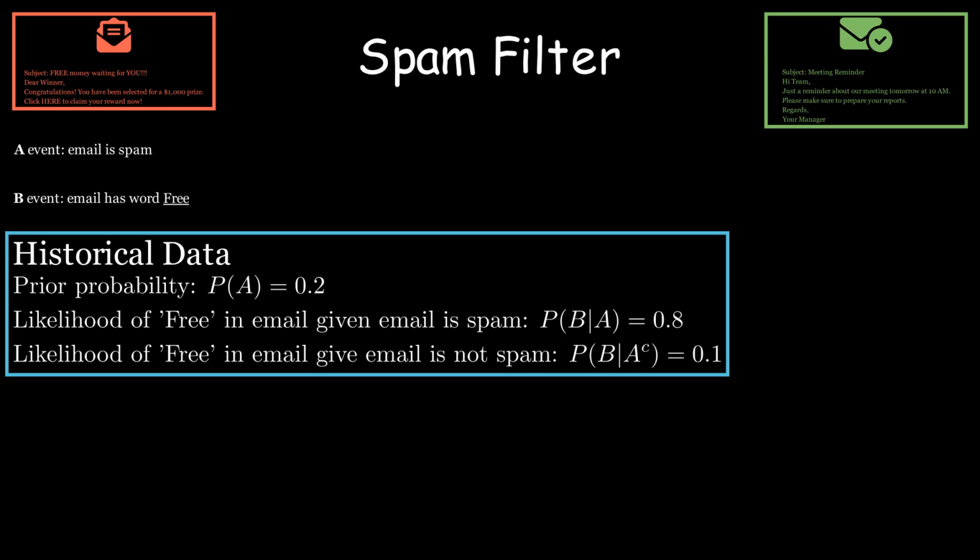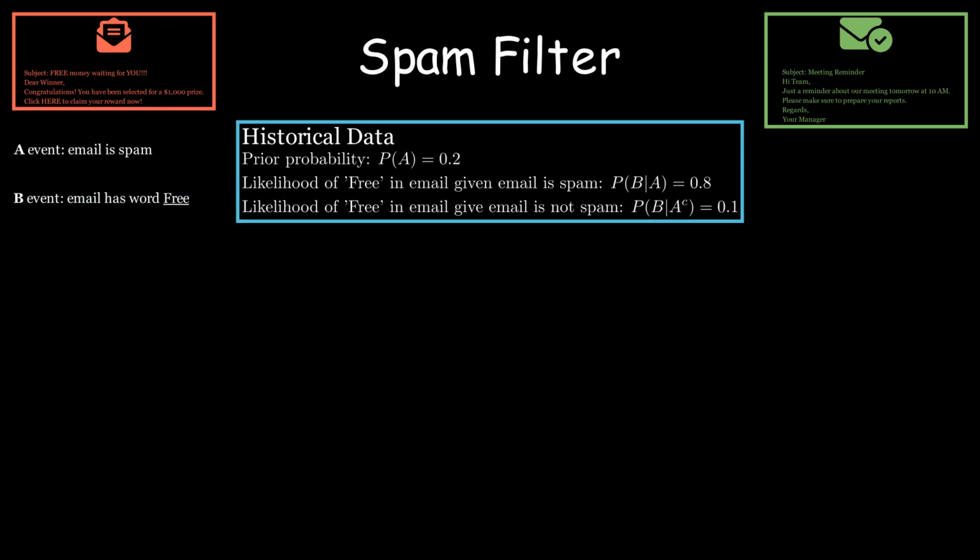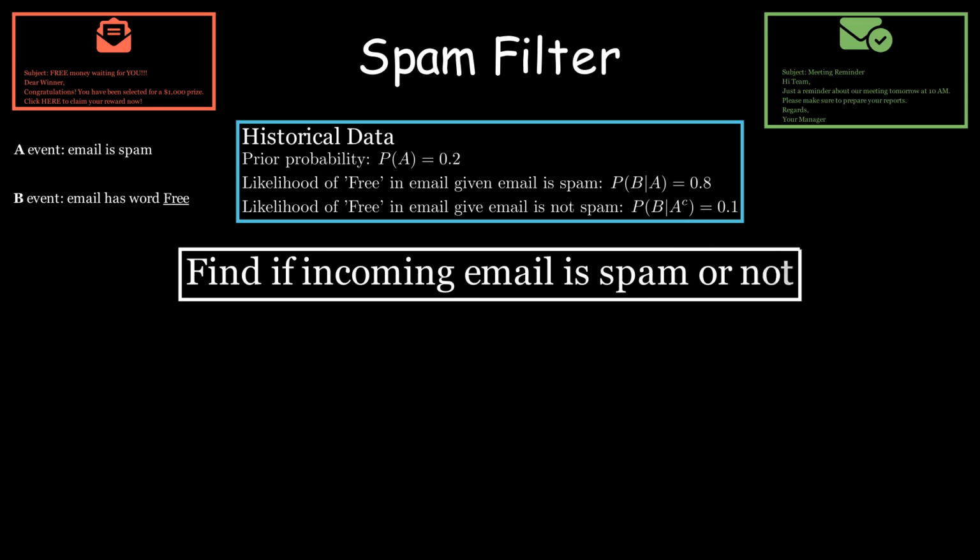From the historical data, we know that the prior probability of an email being spam is 0.2. It means that 20% of the emails we received in the past were spam. We are also given that the likelihood of the word "free" appearing in an email, given that the email is spam, is 0.8, and 0.1 if the email is not spam. What we are asked to find is if the incoming email is spam or not.